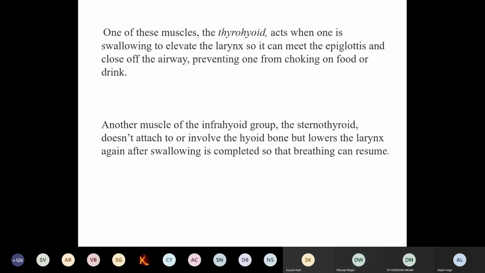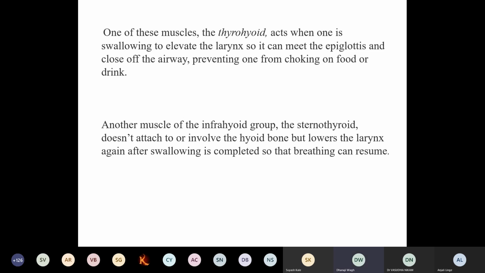Out of that, one of these muscles, the thyrohyoid, acts when one is swallowing to elevate the larynx, so it can meet the epiglottis and close the airway, preventing one from choking on food or drink.